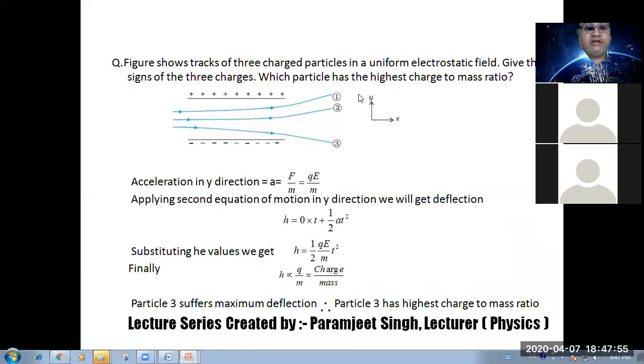So which particle will travel a larger distance, which has larger q by m? Which particle has shifted with a large magnitude? That is the third particle. There is greater shift in the third particle as compared to the first and second. It means the third particle has a larger shift because q by m is greater for it. So the third particle has the highest charge to mass ratio.